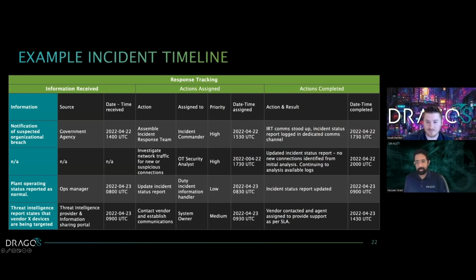And I just brought up the example incident timeline. This is what communications typically should look like: problem statement on the left, information received, the time that we received it, the actions assigned, who exactly is owning it, the priority, and the action and result. This example very closely resembles what proper incident management should look like.